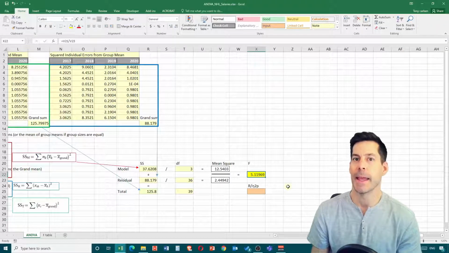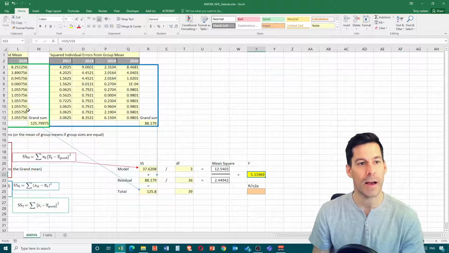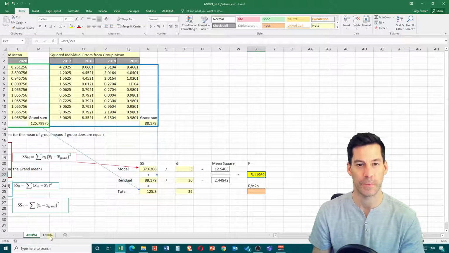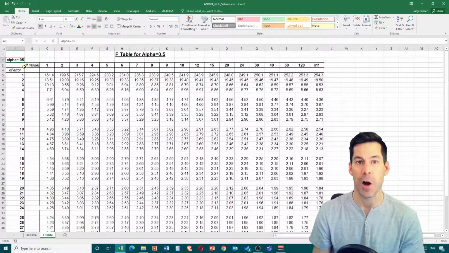Now, is this significant? So what we can do is I've given you an F table on the next page. Let's go to that. So if we want to look up our critical value for F, we need our degrees of freedom for our model. And remember, that was 3. And the degrees of freedom for our error term. And remember, that was 36.